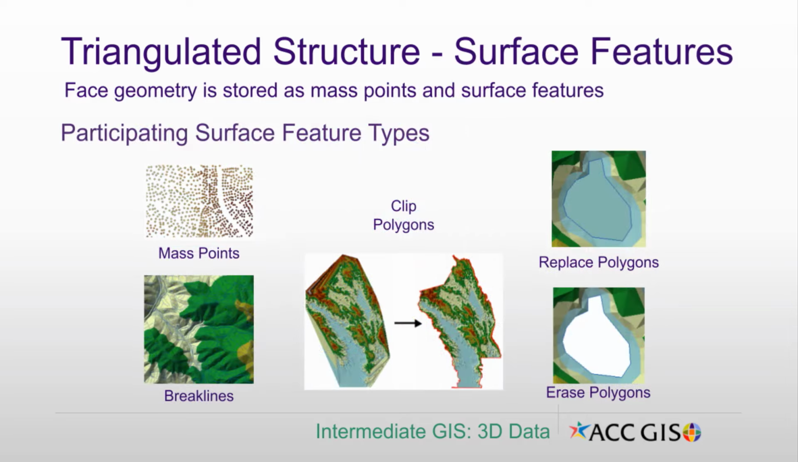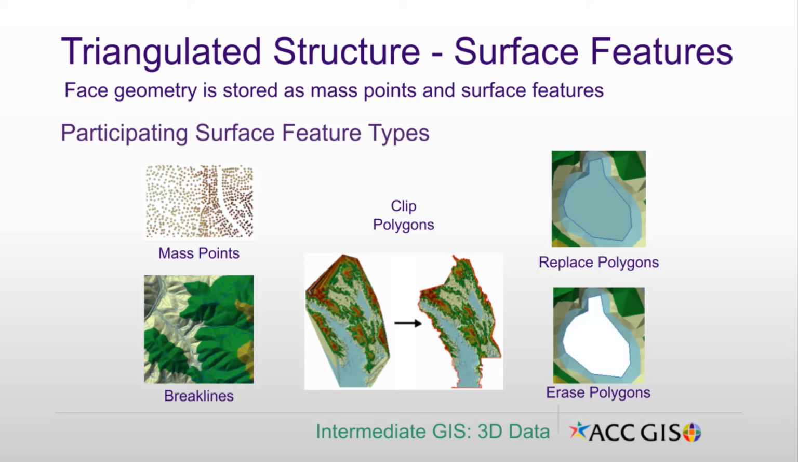The face geometry is constructed from and stored as a collection of mass points and surface features. Mass points, again, are the elevation points that are utilized to construct the nodes of the triangles. Break lines are line vectors that are used to shape the construction of the irregular network of triangles. In this example right here, I'm using streams as hard break lines to represent drainage in my irregular network.